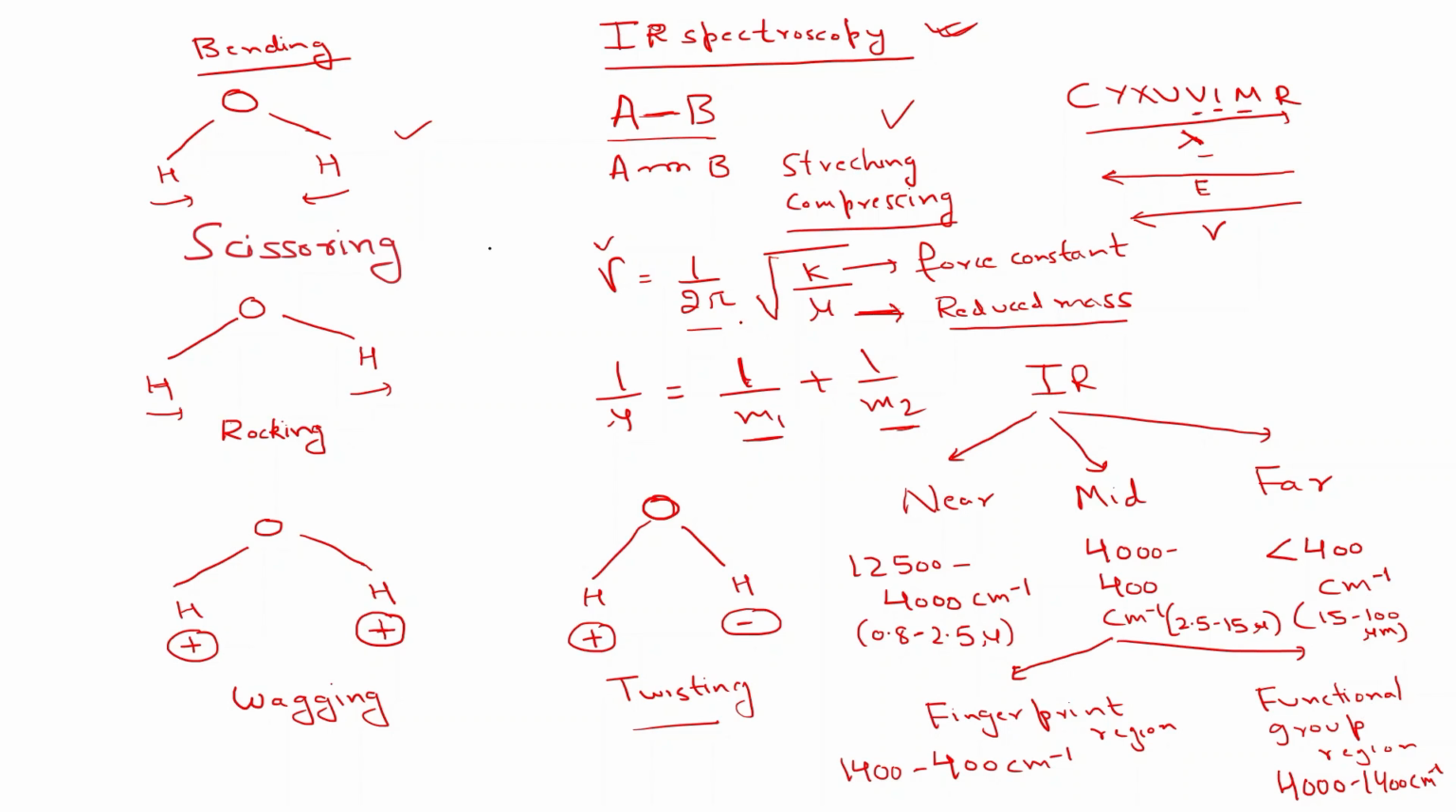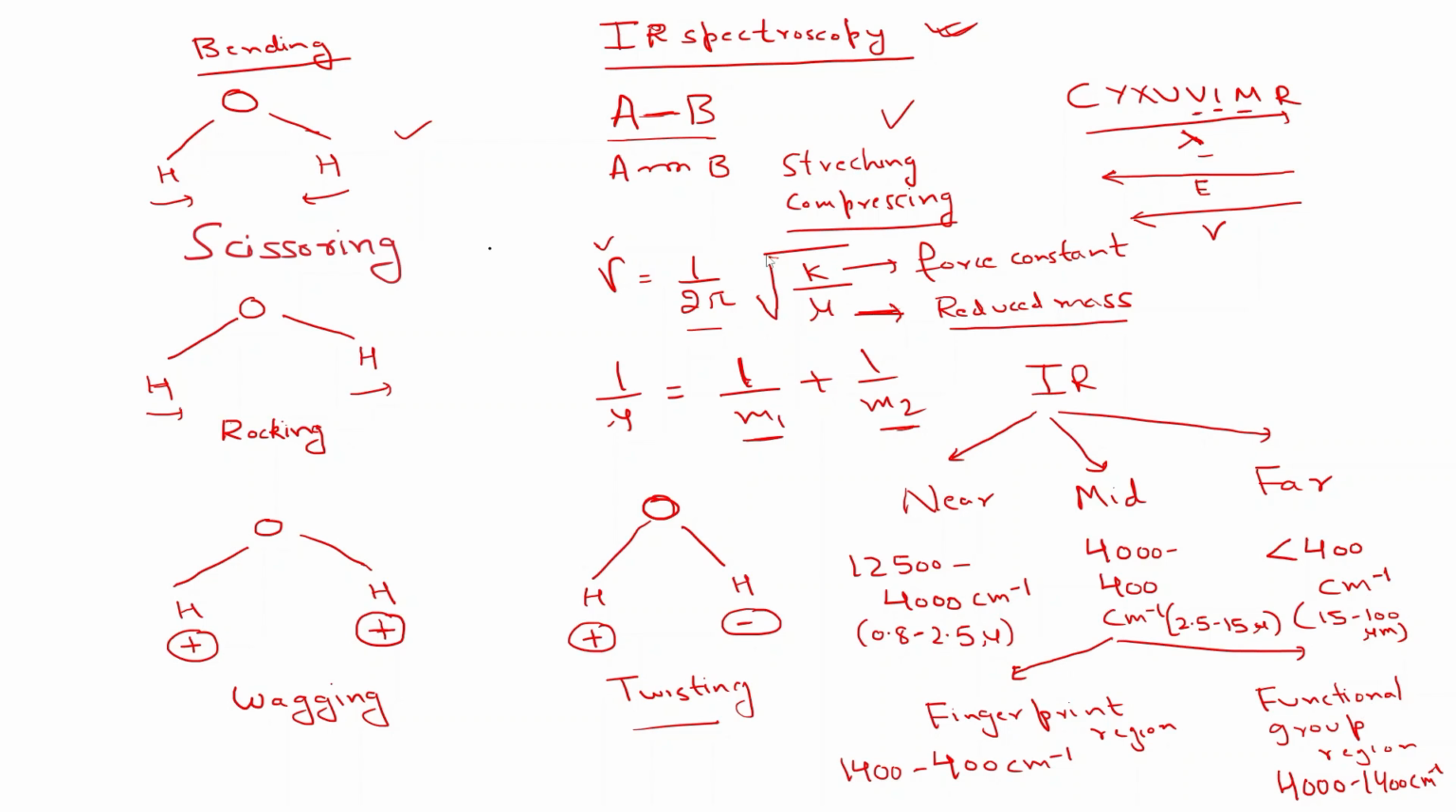Frequency equals 1/2π root of k by μ, where k is the force constant. The more the force constant, the more the strength of the bond, and the higher the IR absorption frequency. The lower the reduced mass, the higher the IR absorption frequency, and the higher the reduced mass, the lower the IR absorption frequency.